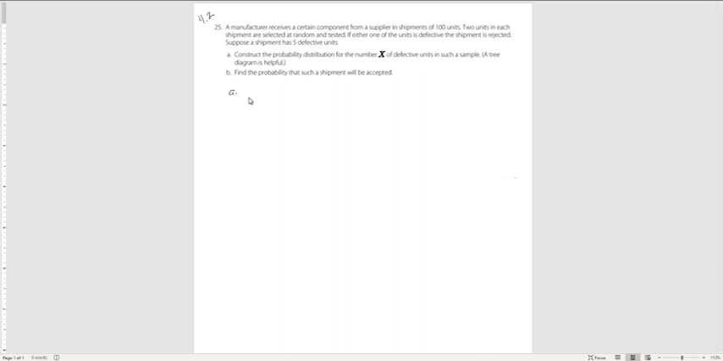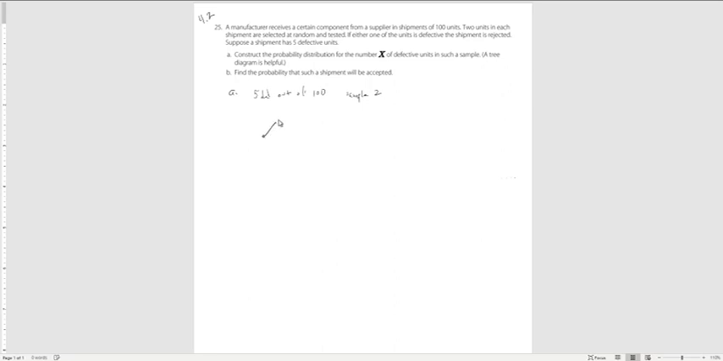Let's look at this first. So probability distribution for X. So we've got 5 defective out of 100, because that's what the shipment is. Then we're going to sample 2. Alright, let's look at this. So we have 2, we're going to have 1, then we're going to check the next one. So that's where the tree diagram comes in first.